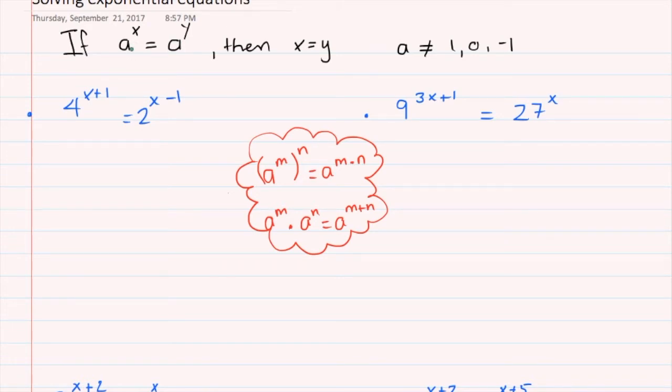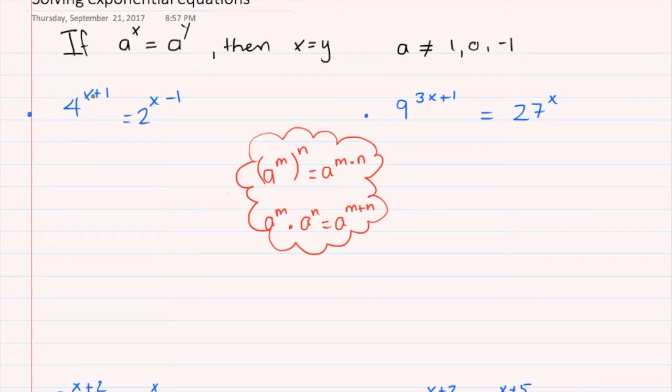If base a to the power of x is equal to base a to the power of y, then the exponents can be equated. x is equal to y. Here a cannot equal 1, 0, or -1 because if it took any of these three values, this property would not be valid. Now let's take a look at the first example here.